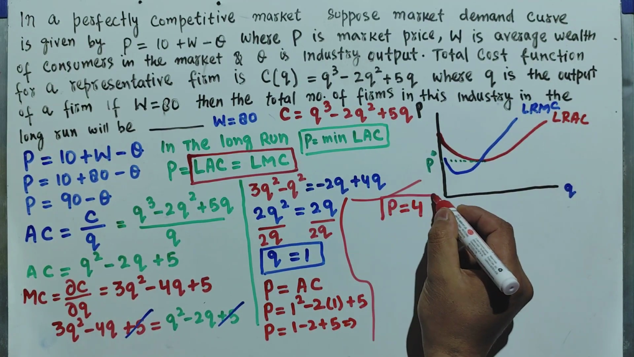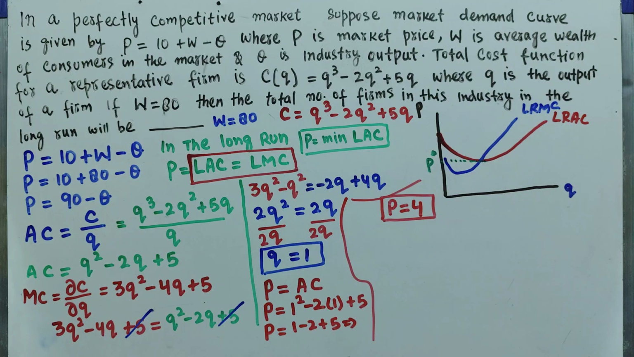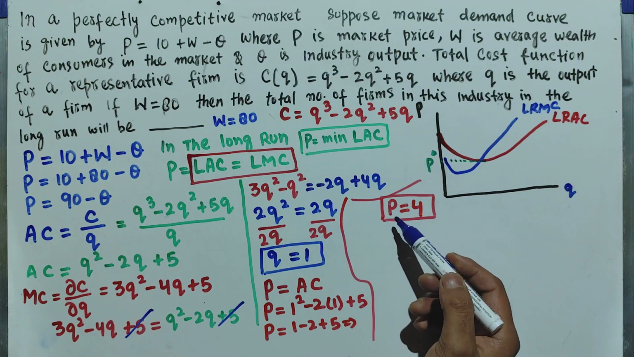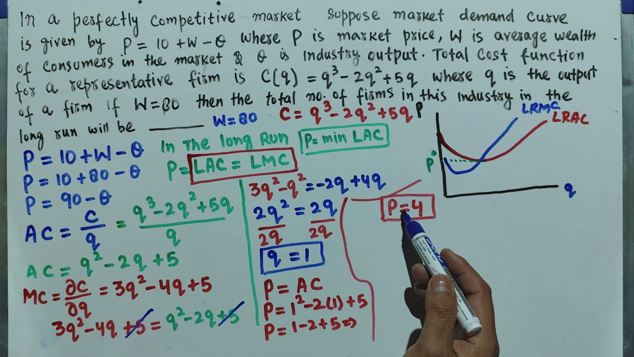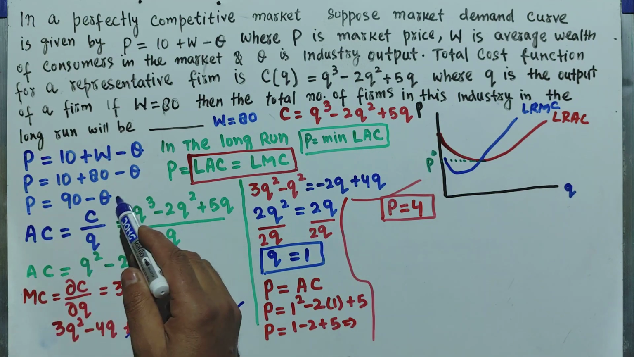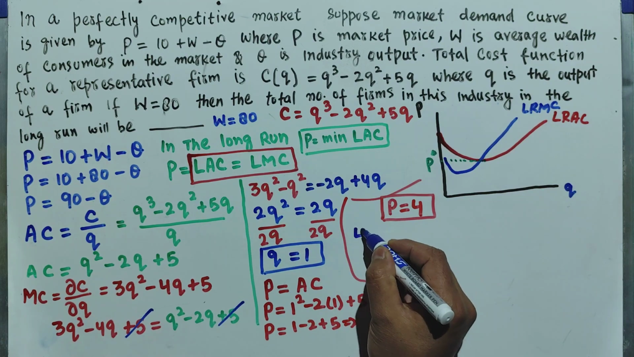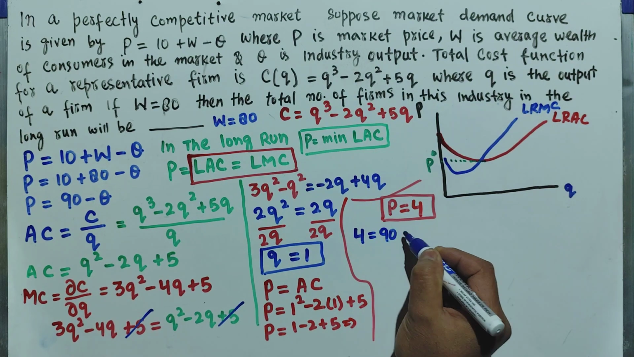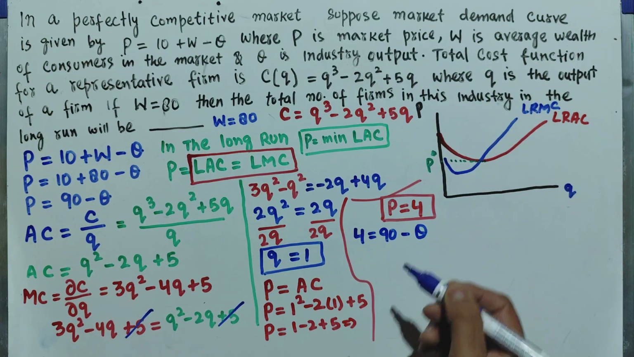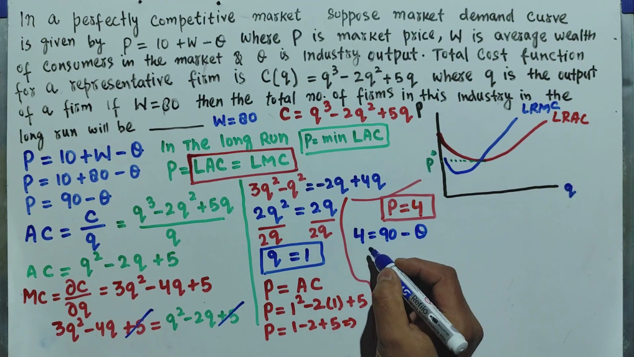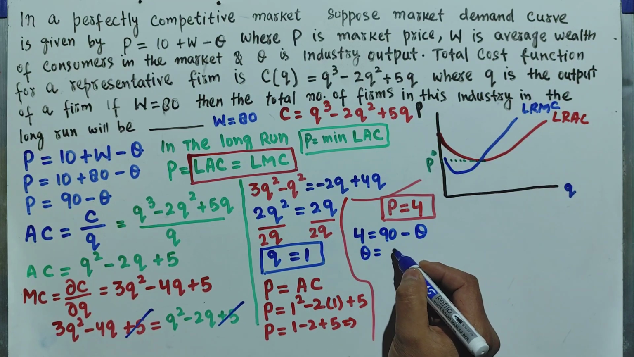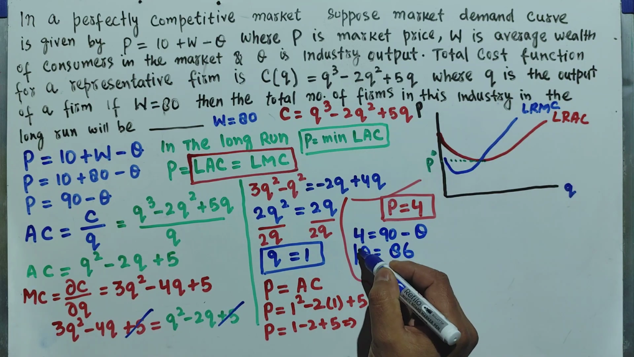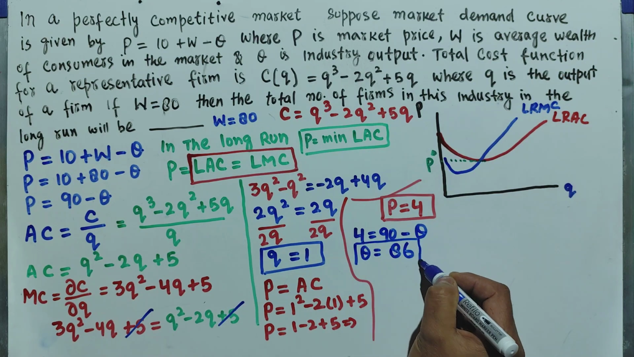First we found the market price. Then we need to find the industry output. Since we know the market price is equal to 4, we plug P equal to 4 into the inverse demand function. So 4 is equal to 90 minus Q, where capital Q denotes the market output. So Q will be equal to 90 minus 4, which is 86.